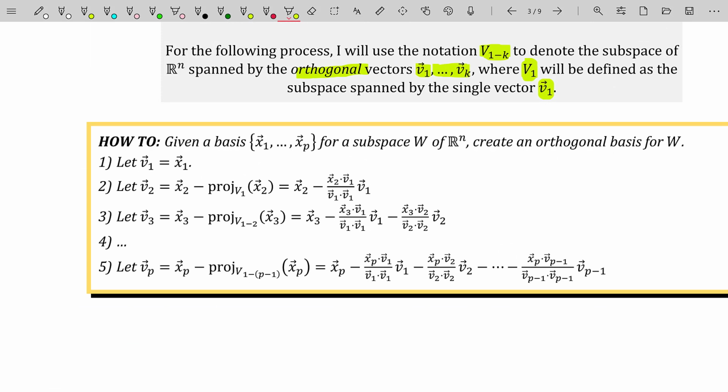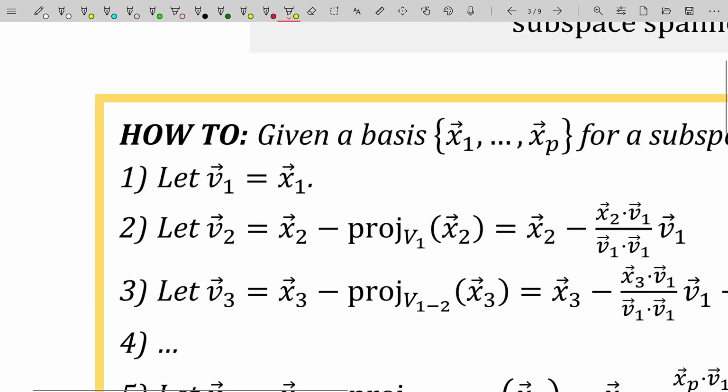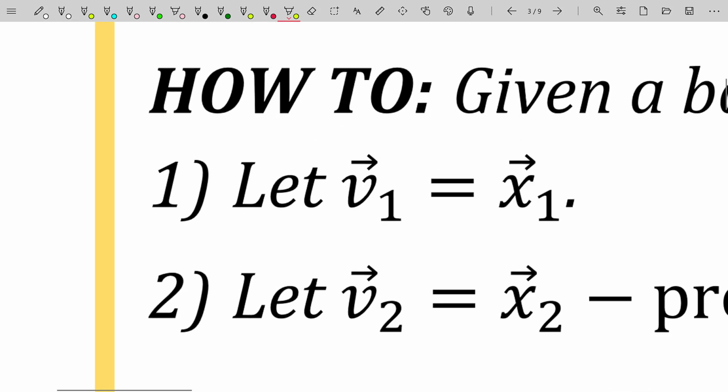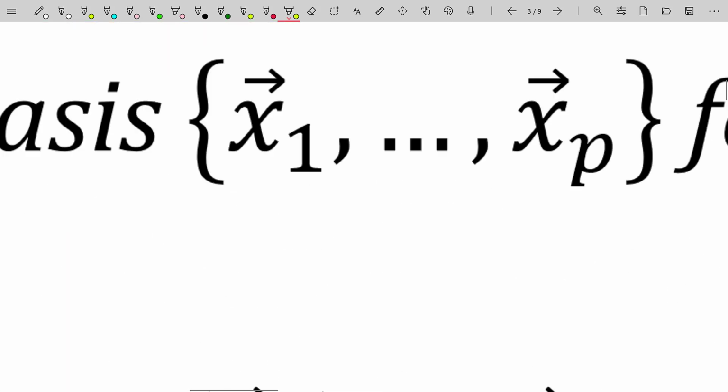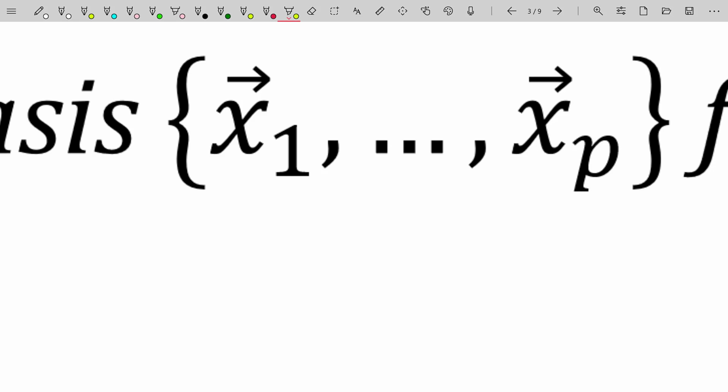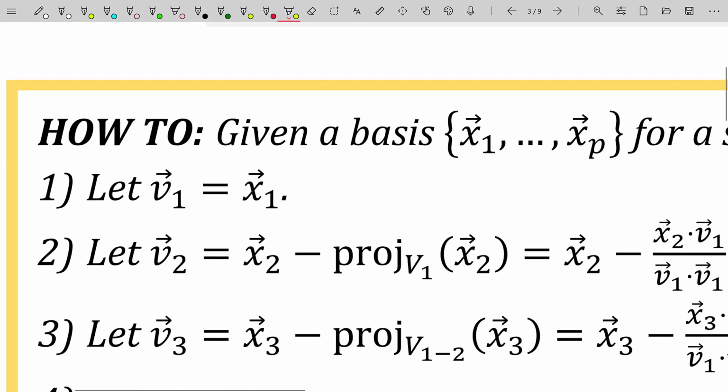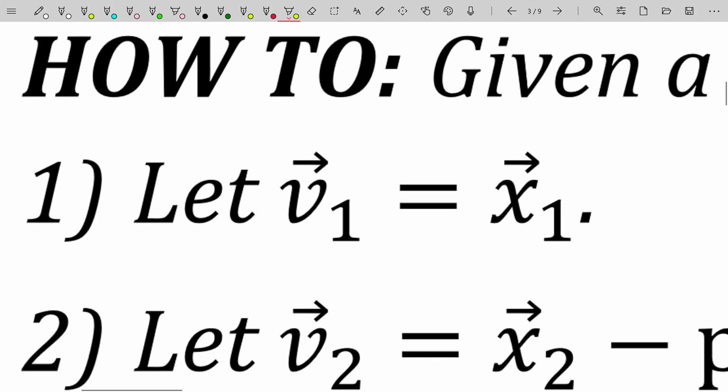Now, if that picture didn't help you out, hopefully this will. You're going to choose one of those vectors, and generally we just choose the first one in that basis. By the way, these basis vectors are not necessarily orthogonal. We're going to force them to be orthogonal, or actually we're going to transition them into orthogonal vectors. So you're going to choose one of them to be kind of the anchor.